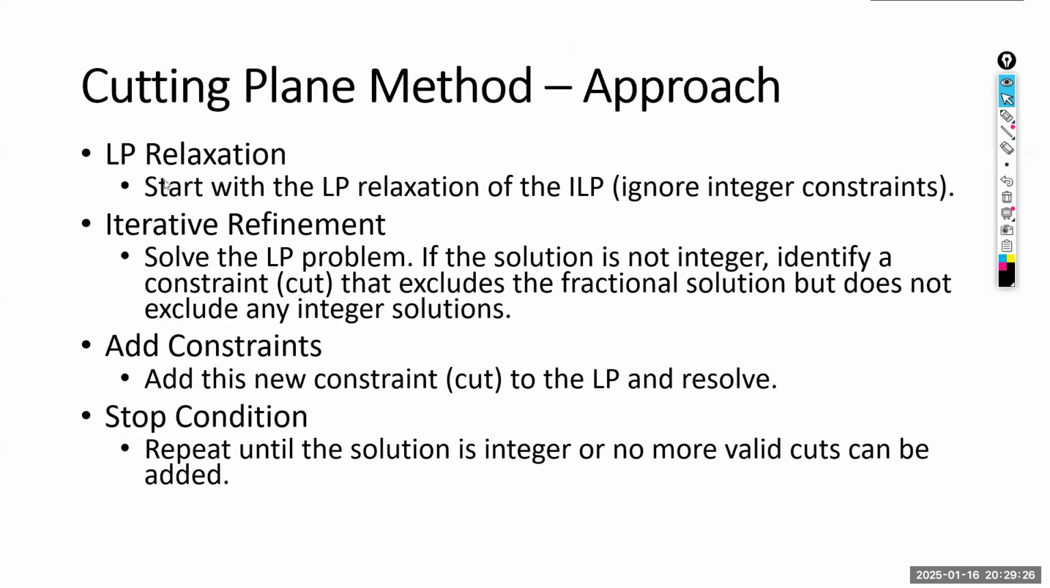Right. So these are the steps. Just solve it as an ILP relaxation, that is, forgetting the integer constraint, just solve it. Then iteratively refine it. That means you narrow down the feasible area so that you get rid of the fractional solutions.